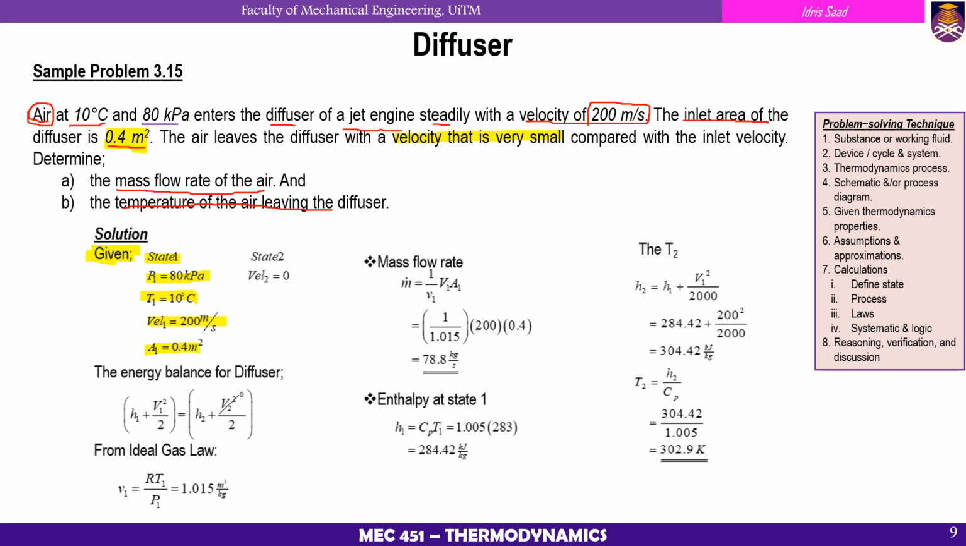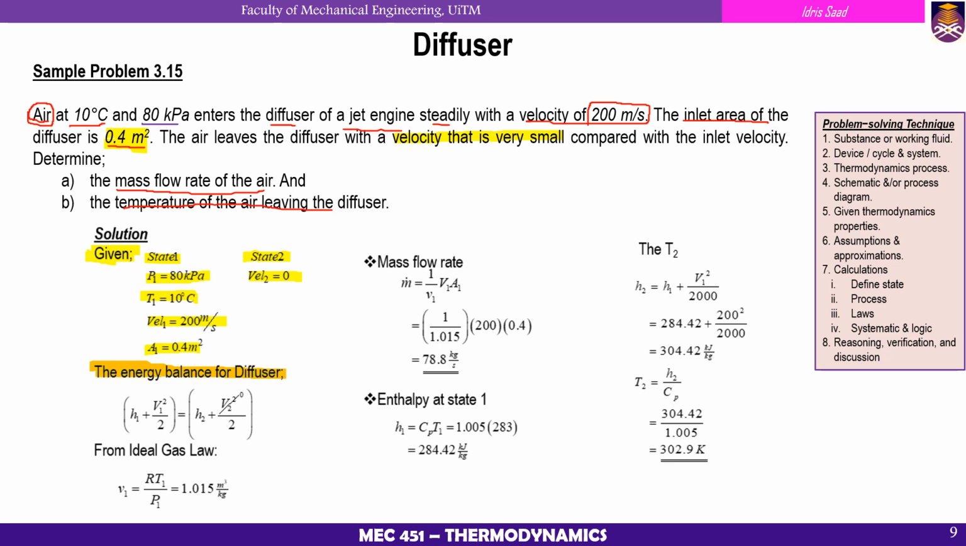Now we see the data at state number 2. The velocity is equal to 0. That's all the data we have for state number 2. Next, we go for the energy balance for the diffuser.